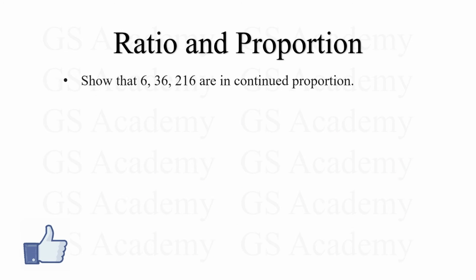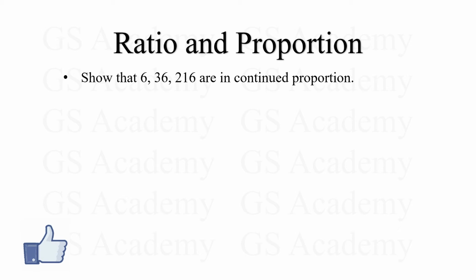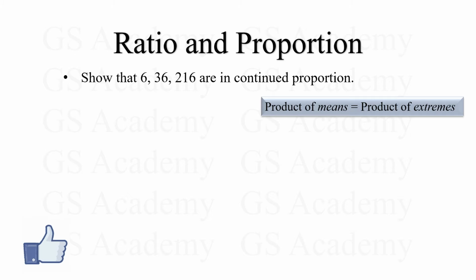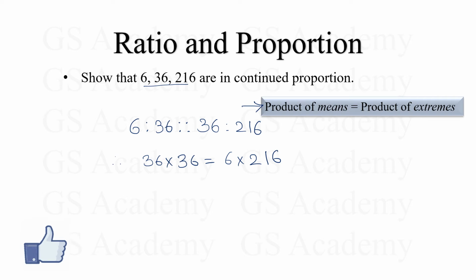Now let's see the next question. Show that 6, 36 and 216 are in continued proportion. In order to check whether these numbers are in continued proportion or not, we will write it down as 6 is to 36 as 36 is to 216. Now we can use the formula: product of means is equal to product of extremes. So this will be 36 into 36 is equal to 6 into 216. Now if the product of these two numbers are equal, then we can say that 6, 36 and 216 are in continued proportion.